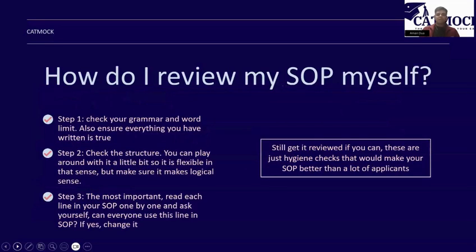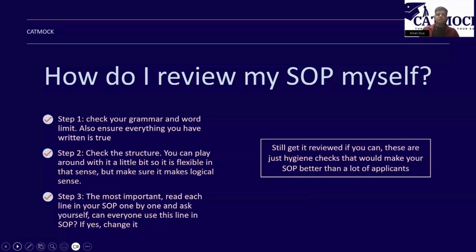So, generic SOP, let me go to step three first. Let me explain that part first. Okay, so a generic SOP is an SOP where if I read it, I need to be able to figure out it is you. If I read it and I feel anybody can submit that SOP and pass as a random applicant, then it does not work. That SOP should be unique to you.